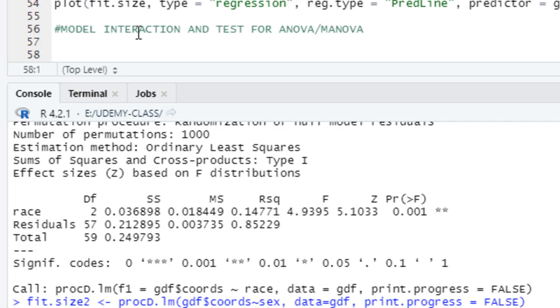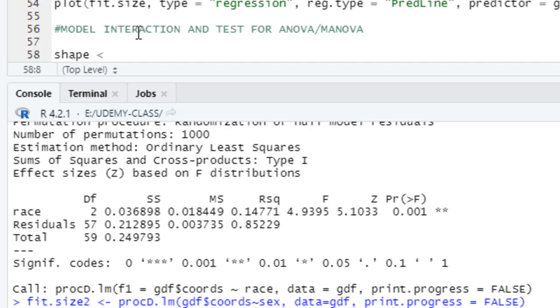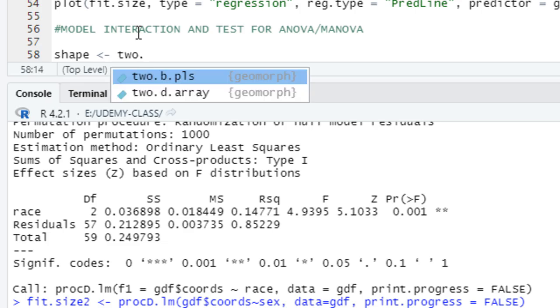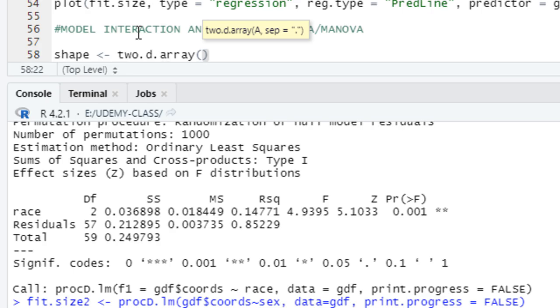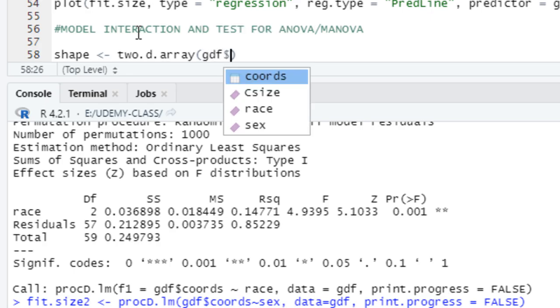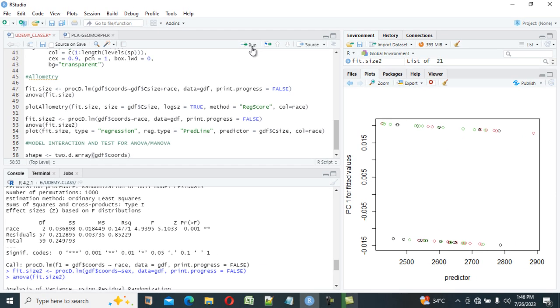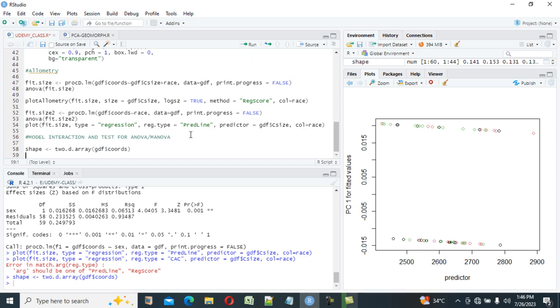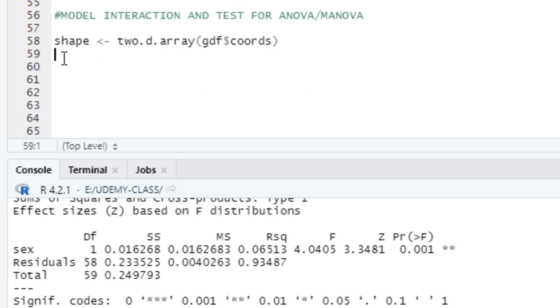But we are not looking at this mathematically now. We just want to look at it basically. So let's first convert our coordinates to a shape array. Let's call it shape, using two dot array on our GDF dollar coordinates. Only the coordinates, just convert them. This will help us not run into too many errors.